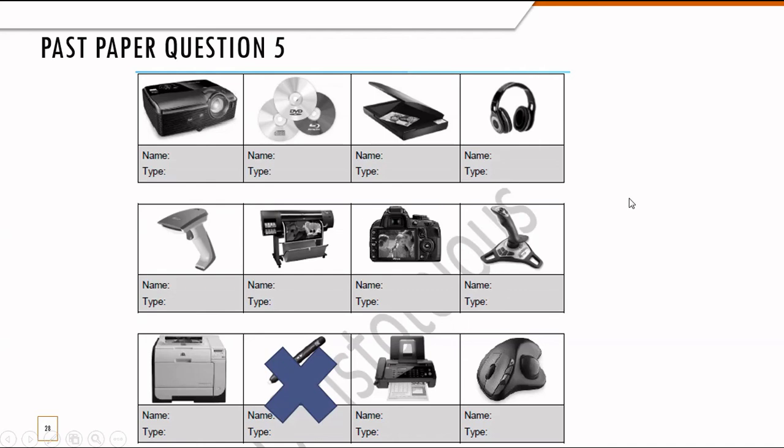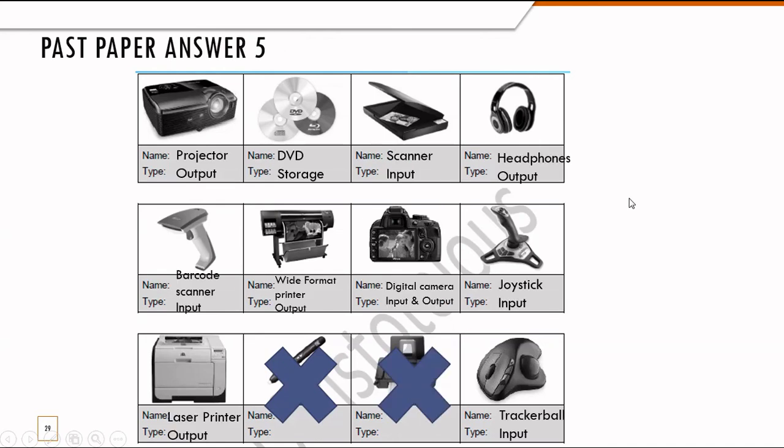That question continues here, and you can see the answers here as well. A projector is used for output, DVD for storage, scanner for input, headphones for output, barcode scanner for input. This is a big printer, so that is a wide format printer. It is used for output. Digital camera is used for input and output because you can input what picture is there in front of you and it comes on the screen, so that is output as well. Joystick used for gaming is input, laser printer is output, and tracker ball is input.